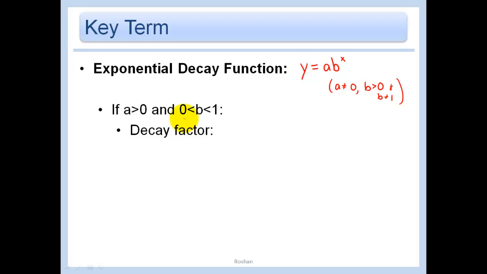In the last lesson, you might remember that we were concentrating on a greater than 0 and b greater than 1. In this lesson, b is going to be a number between 0 and 1, and that makes it an exponential decay function. Since b is between 0 and 1, it is a fraction less than 1. The decay factor is just going to be your b.